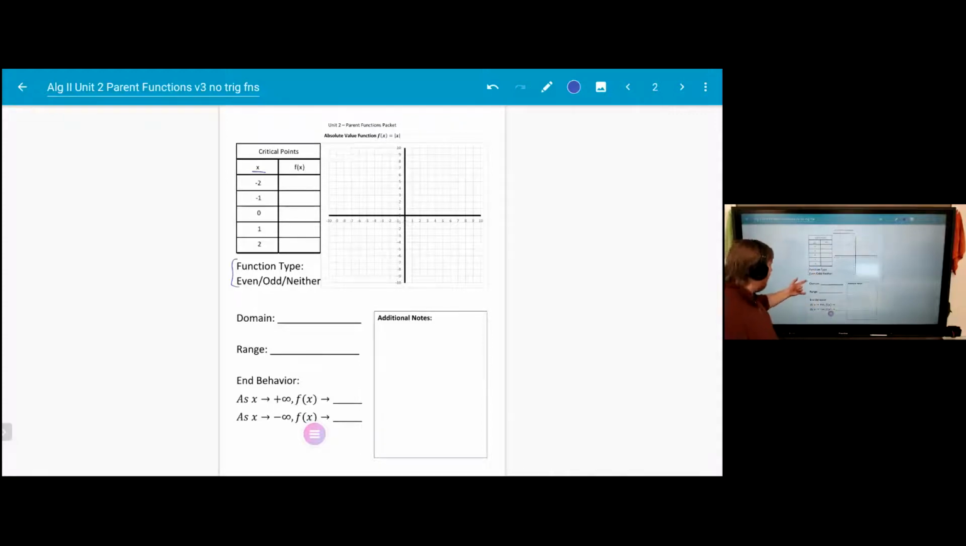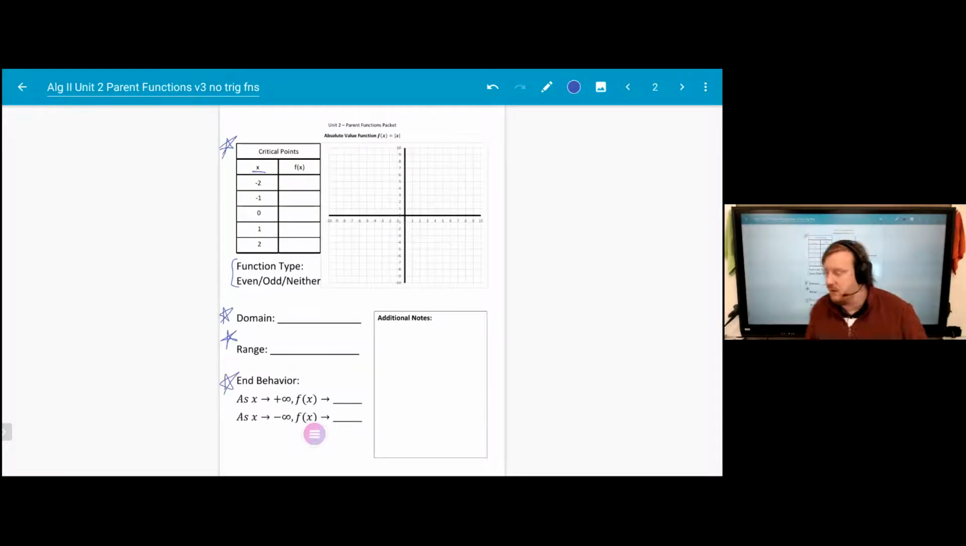I do want you to fill in the domain and range, these critical points, and the end behavior. When it comes to additional notes, I will let you know what those are. Make sure we've graphed it also. Up top tells you what function we're going to be working with. In this case, it's the absolute value of X, and I've got some critical points.